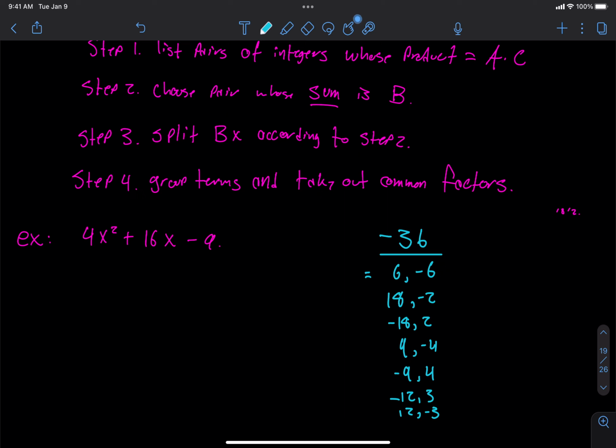Okay, any others? Yes, we got negative 36 and 1, and then negative 1 and 36. Okay, I think we got them all now.